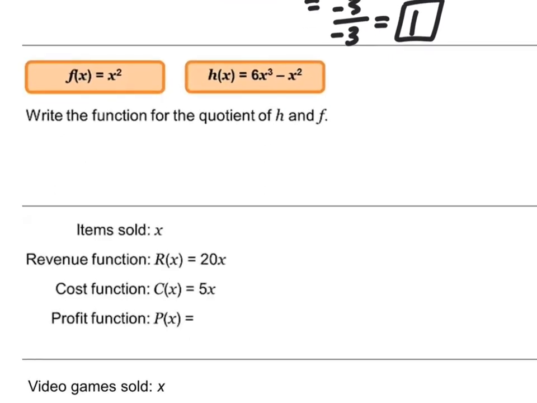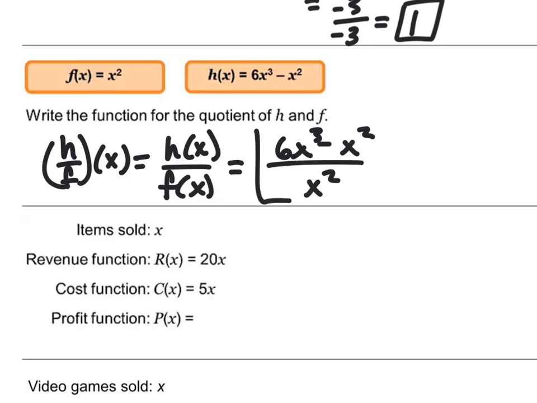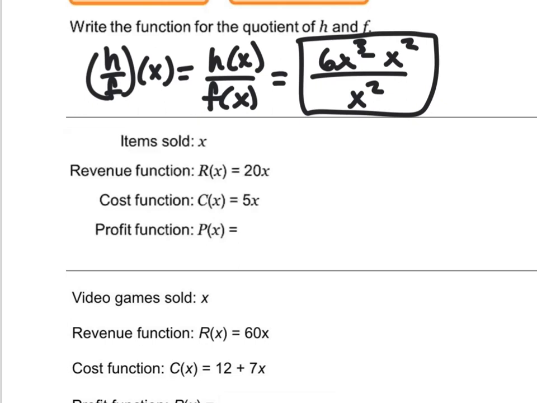Now on this one it says you've got this function f and function h. It says write the function for the quotient of h and f. So what I'd want to do here is they're really just asking for (h over f) of x, which is me taking the function h of x and dividing by the function f of x. So let's go ahead and plug those in. h of x is 6x cubed minus x squared, divided by f of x, which is just going to give me an x squared. And that's it. That's all I want. That's the function.